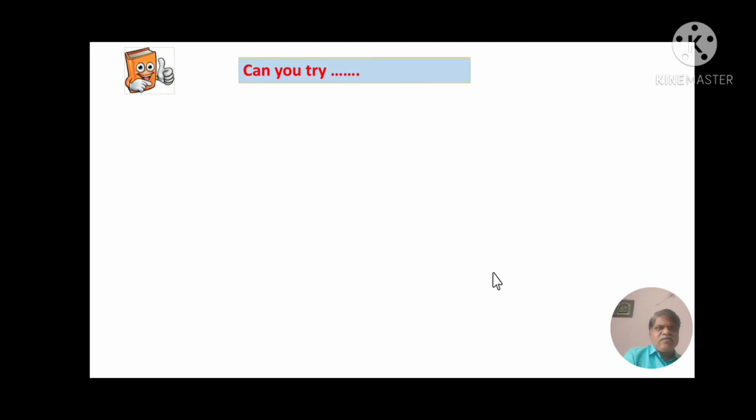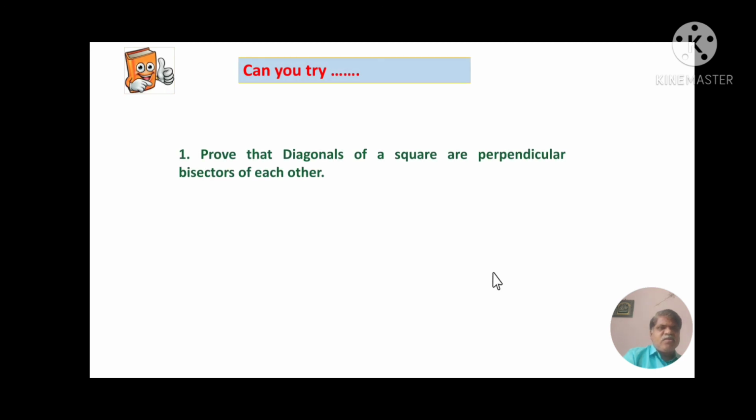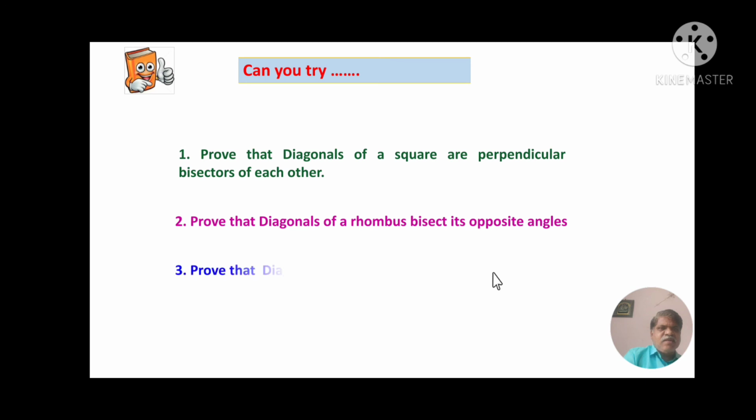So will you try this? Prove that diagonals of a square are perpendicular bisectors of each other. Prove that diagonals of a rhombus bisect its opposite angles. Third one, prove that diagonals of a square bisect its opposite angles.